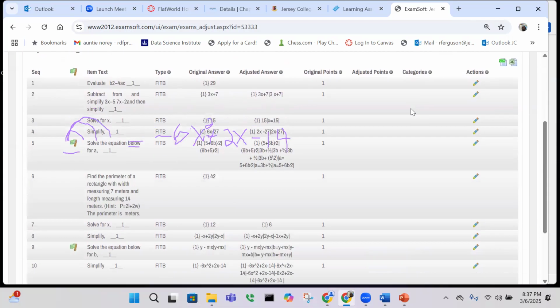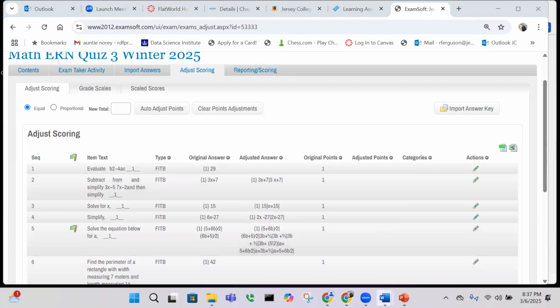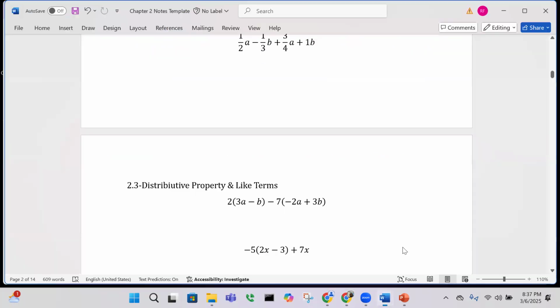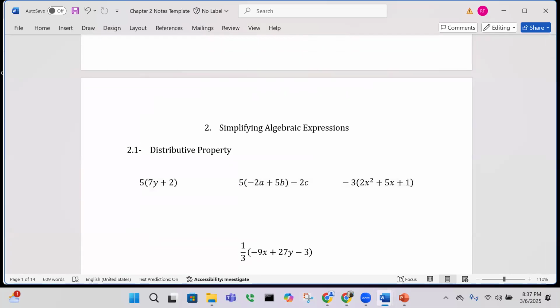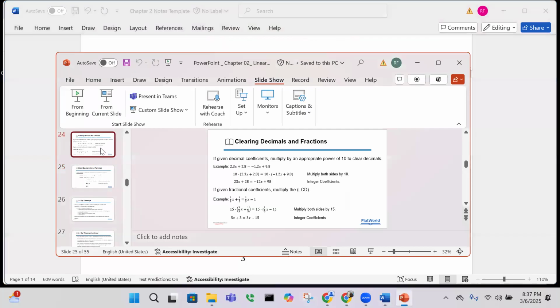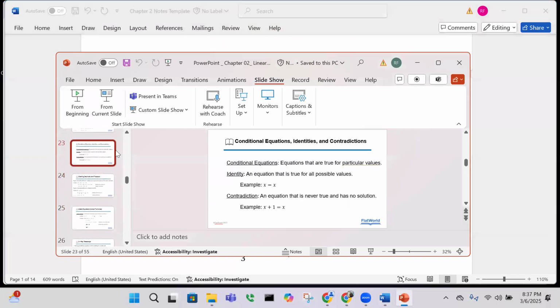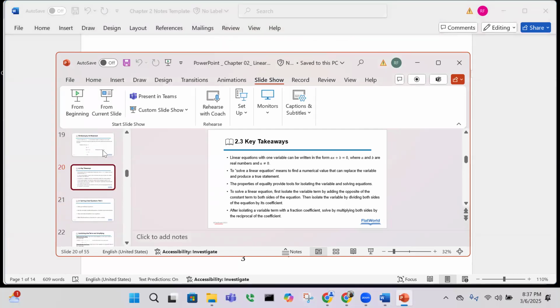All right, so now I'm ready for today's lesson. If you guys have any questions, you can feel free to ask now. If not, on to today's lesson. Clearing the fraction. What am I doing here?